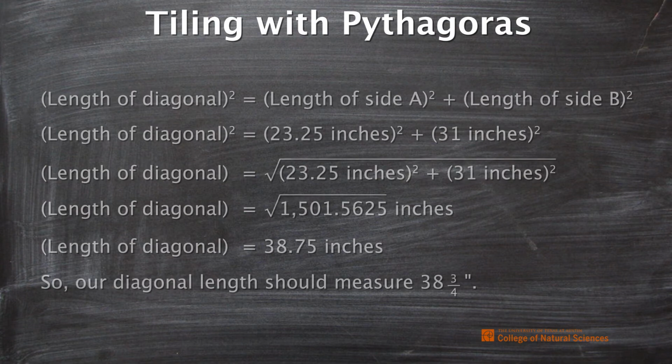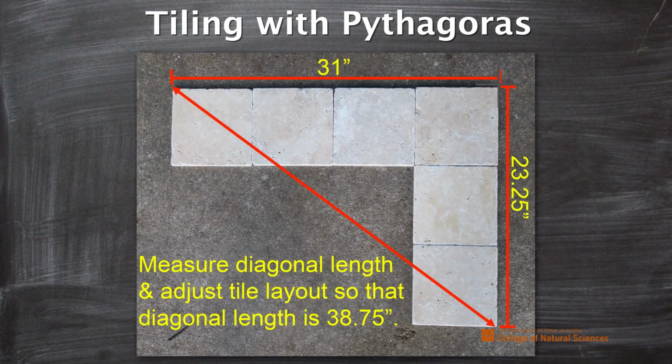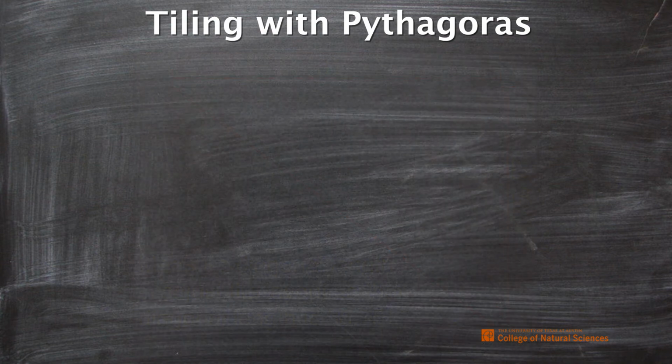So the diagonal length should measure 38 3/4 inches if our floor tile pattern has been laid out square. So you can now go back to where you've laid out the floor tile on the floor, you measure the length of the diagonal, and if it's not 38 3/4 inch, then we adjust the layout of our tile slightly until it is as close to 38 3/4 as we can make it.